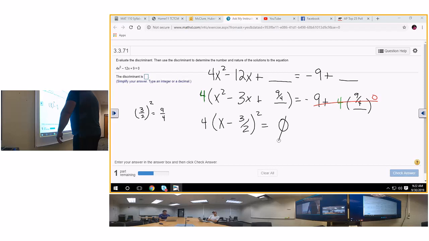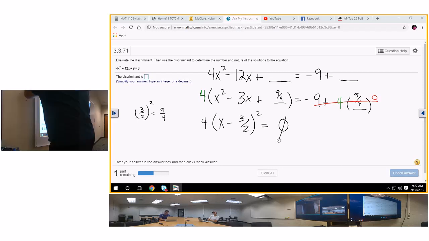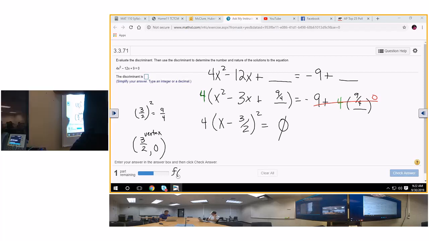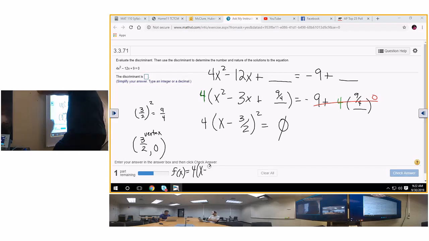Now, what is our vertex? Positive 3 halves, 0. That's our vertex. Of course, you can write it as f of x is equal to 4 times x minus 3 halves squared plus 0. But you don't need to add that, but that's the way they may ask you to write it.